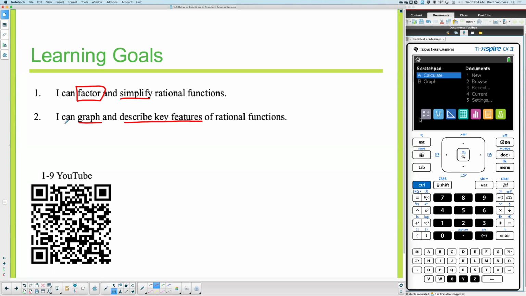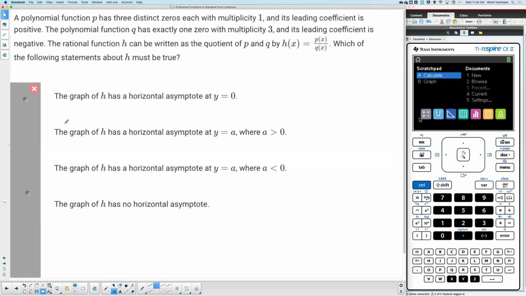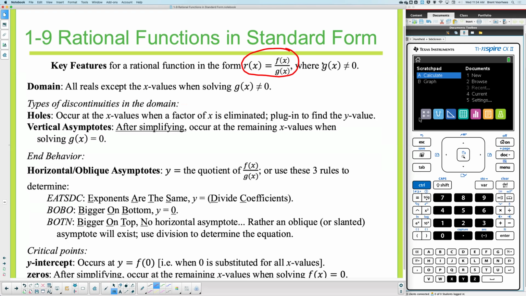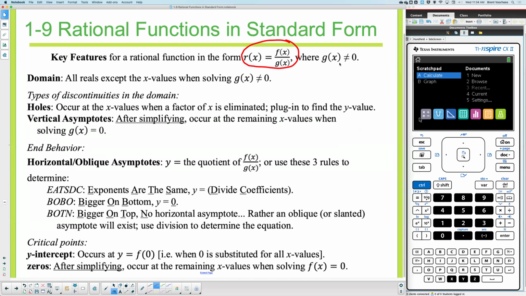Today, we're going to do the extra step of factoring, which you've learned how to factor already. But we're just going to incorporate it into a rational function. As a reminder, a rational function is anything that's in this form right here. On this slide, this is your key features cheat sheet. If you want to look over the cheat sheet, it's there. This is to help you solve.